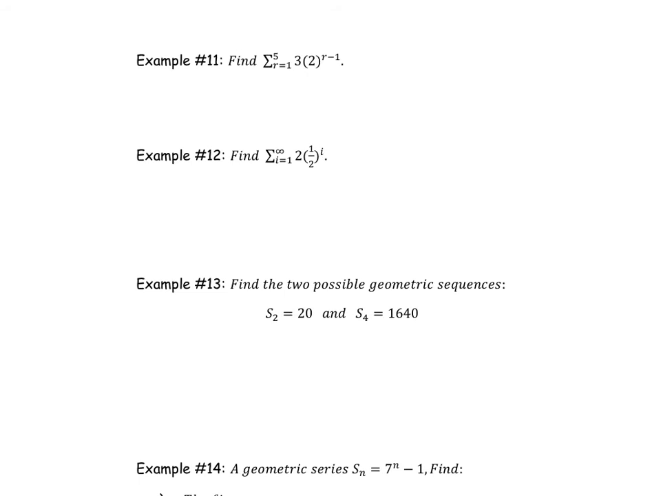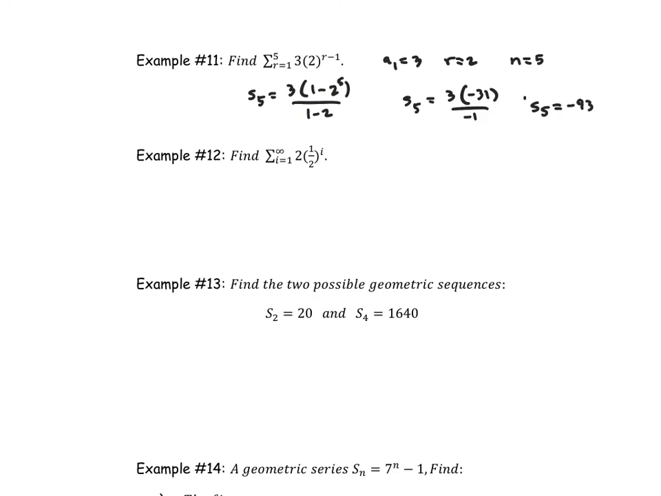Okay, example 11. Find the sum from 1 to 5, the first 5 terms of that series. So the first thing I need to know is the first term. First term will be 3 if I plug in a 1. I need to know the common ratio. Common ratio is 2. And the number of terms, which is 5. So the sum of the first 5 terms will be the first term times 1 minus R to the nth power all over 1 minus R. Okay, so the sum of the first 5 terms, if I just use some algebra, will be 3 times -31 over -1. It looks like that sum will end up being positive 93.